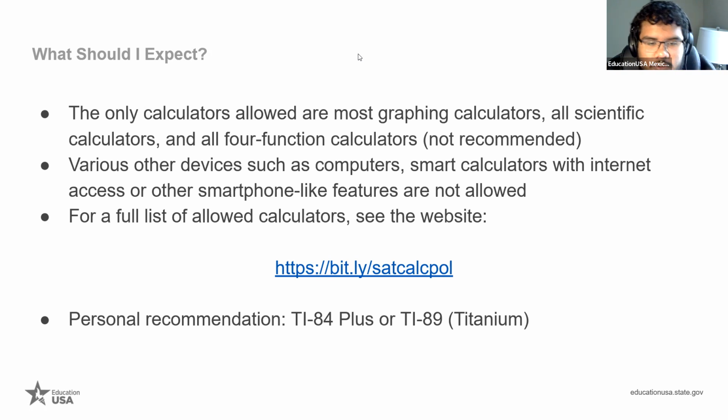And those are devices allowed, but various other devices such as computers, smart calculators with any kind of internet access or other smartphone-like features are not allowed. So that means if they can connect to any other device, be it through Bluetooth, internet, or something else, they're not allowed.